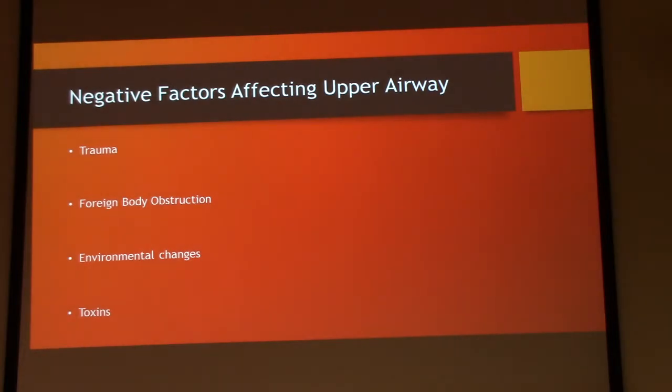Some of the things that will affect the upper airway: trauma to the face. If someone ends up having damage to the nasal passages or the mouth, you can't actually get air in. If a patient has a foreign body airway obstruction, they've swallowed something, it's occluding the airway. Environmental changes, if they have edema, angioedema, swelling from an allergic reaction, or some other type of toxin, superheated air, cyanide poisoning. Those are all different things that can affect the upper airway.